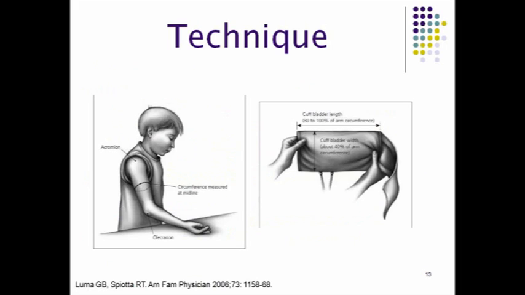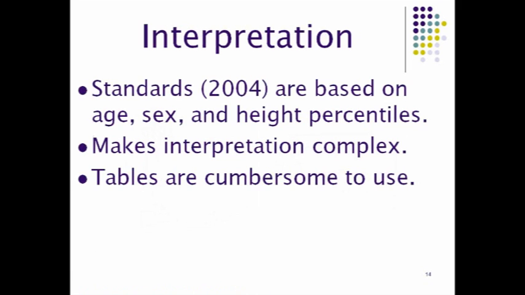So here's another diagram basically in terms of technique. You'll see basically you want to have it around the upper part of the arm. The bladder length is about 80 to 100% of the arm circumference, and the width is about 40% of the arm circumference. So this is a standard pediatric cuff, which most of us have, which should be used.